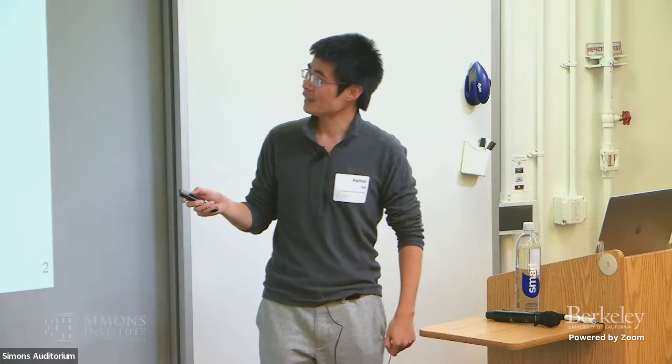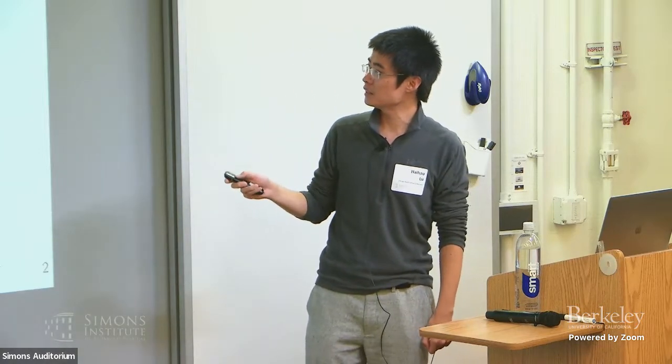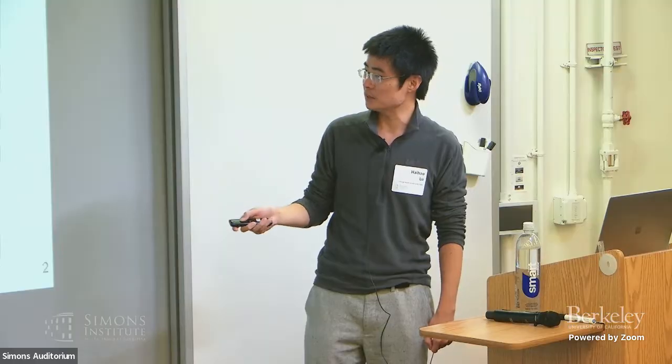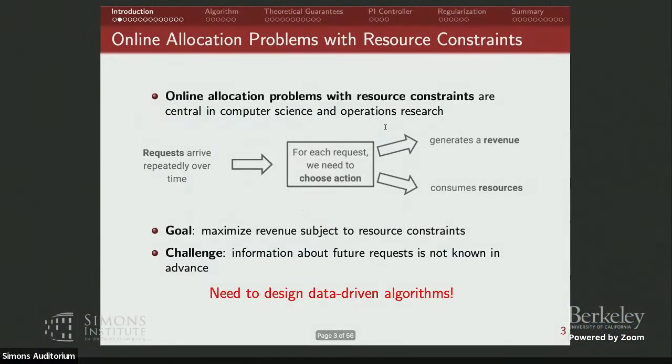The talk is essentially based on the first paper here. I'll also quickly mention the next two papers. The online allocation problem with resource constraints appears a lot in CS and OR. In these problems, we have a fixed amount of resource and requests can arrive repeatedly over time. For each request, we need to make a real-time action. This action can generate a revenue and consume some resource. Our goal is to design an algorithm that maximizes the total revenue subject to the resource constraint.